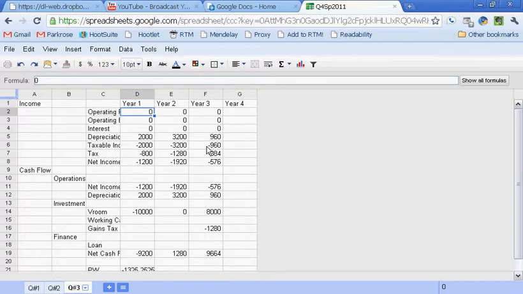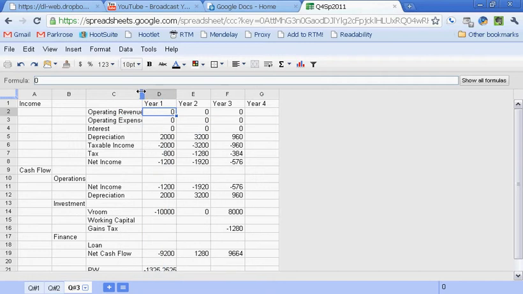We didn't mention anything about increases or decreases in operating expenses or operating revenue, so those are zeros in all these years. We didn't take out a loan, so there's no interest. The only thing we have to worry about is depreciation, and that's where that table comes into play.